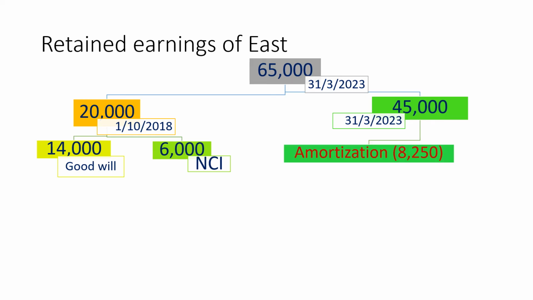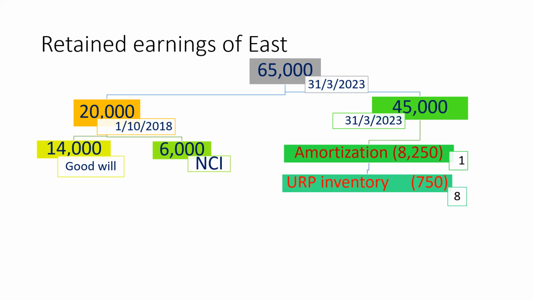So you can see there is an amortization of 8,250 of the intangible assets of East. Then it is under adjustment number 1. You can see the unrealized profit of inventory, which is 750. So the East PLC has sold these goods to South PLC. We have to remove this unrealized profit from the post-acquisition reserves. This comes under adjustment number 8.